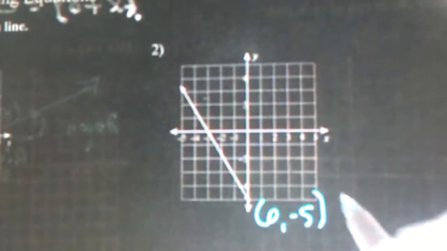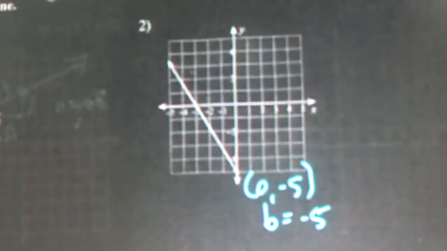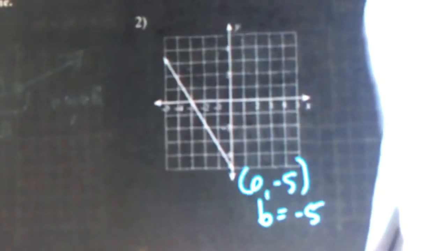The y-intercept is the easiest thing to find. It's where the line crosses the y-axis. -1, -2, -3, -4, -5. That's the point (0, -5). All right, and that means that b equals -5. And that is exactly what we're going to use when we look for the equation.